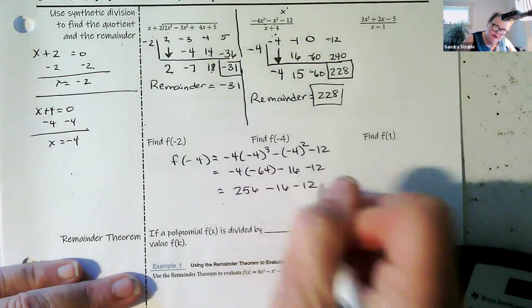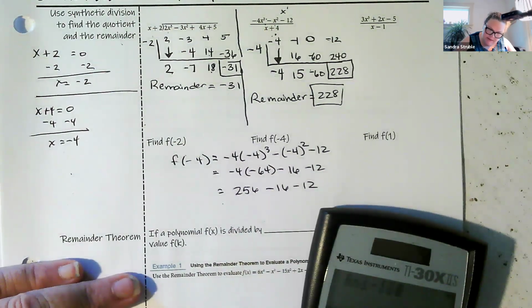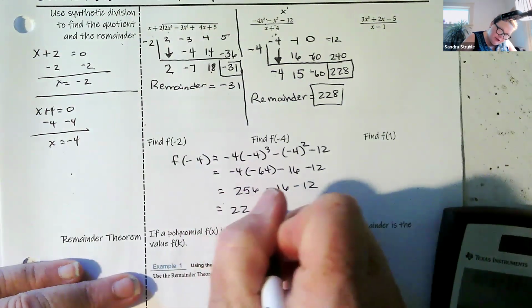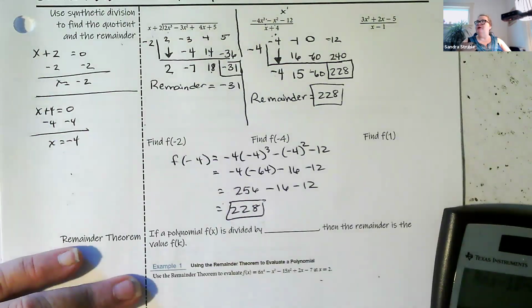Minus 16 minus 12, minus 16 minus 12 is 228. So sweet, we got the same thing. We know our synthetic division is correct. Okay.